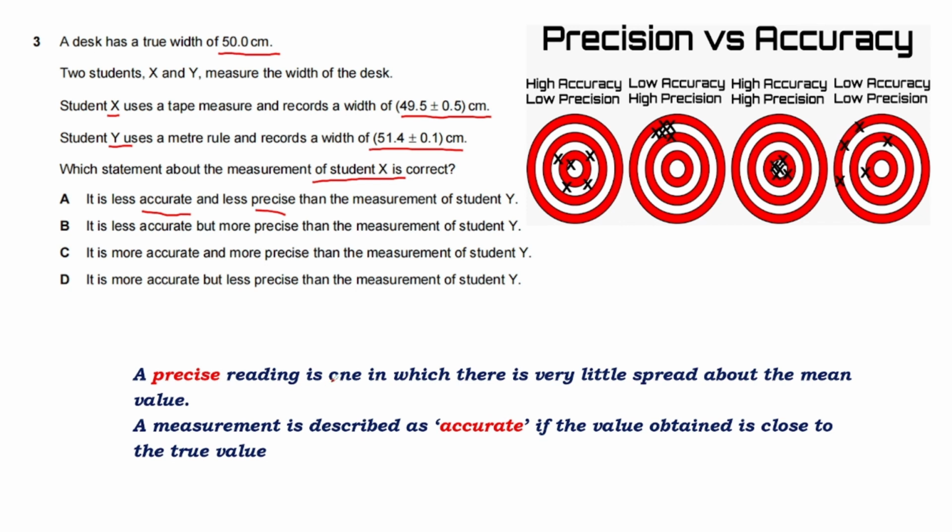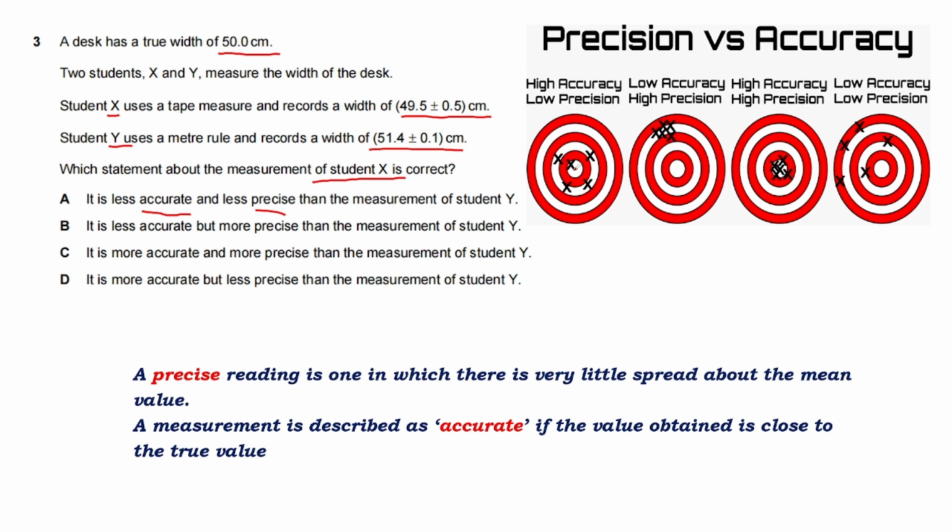A precise reading is one in which there is very little spread about the mean value. Suppose you have taken 5 measurements of the same quantity. If these measurements are spread far apart, then it is not precise. If there is very little spread, then it has high precision.